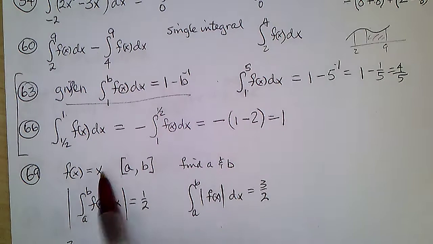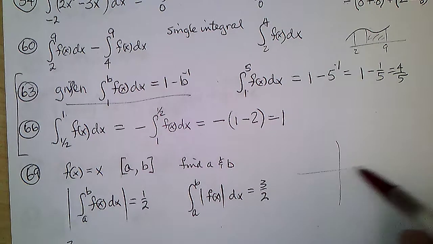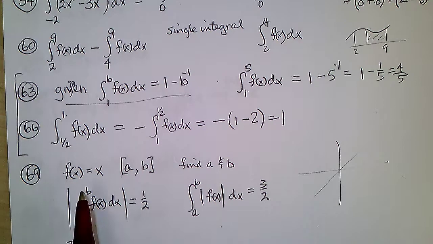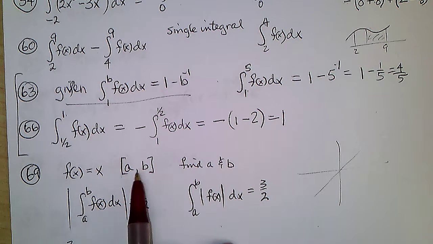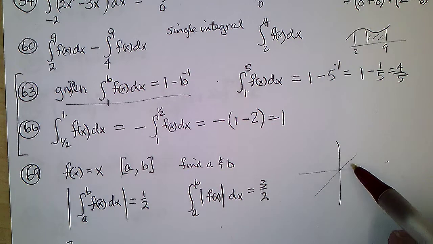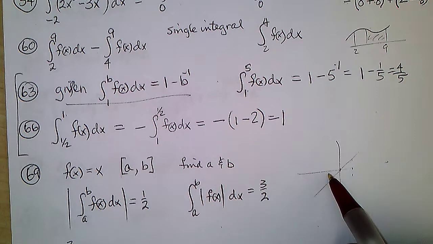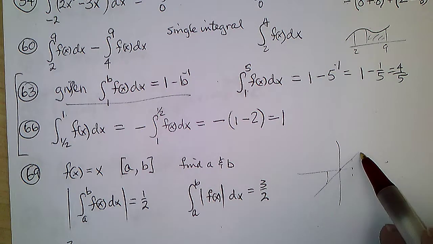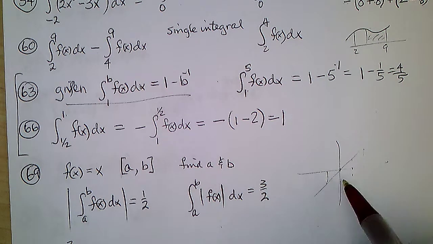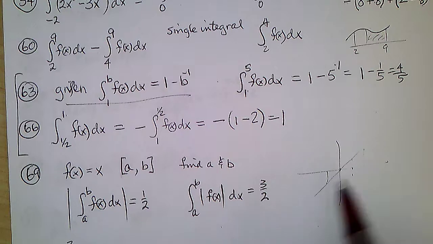F of x is x. That looks like a line like this. And the absolute value of the area is 1/2 from A to B. So if A was here and B was here, and at 1, that area would be 1/2. If we put some on this side, it would be negative, and then we'd have to add more on this side to get positive 1/2.